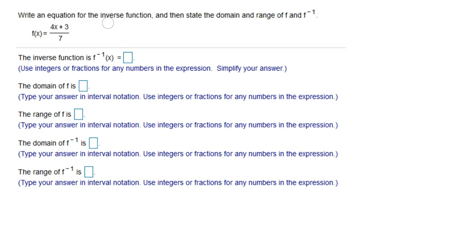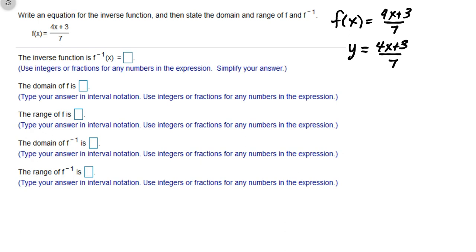Write the equation for the inverse function and then state the domain and range of f and f inverse. So first we want to find the inverse of f of x equals (4x plus 3) over 7. I have a 3-step process that I'm going to use to find the inverse. So first I'm going to change that f of x to be y, just because the symbols are a little bit easier and y has more meaning to us.